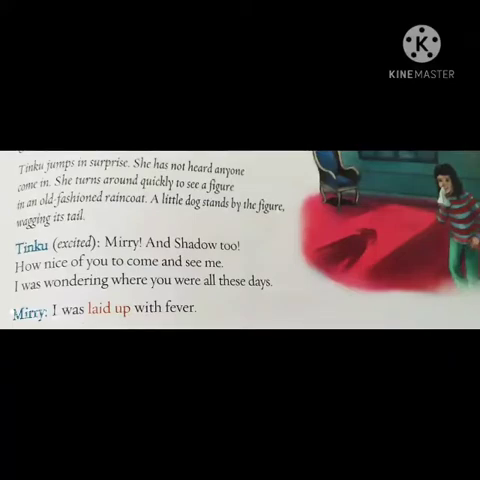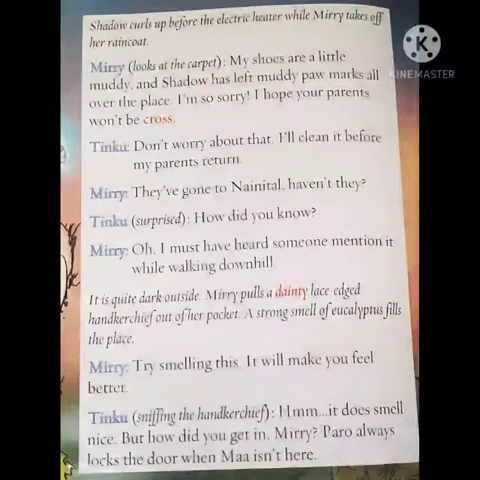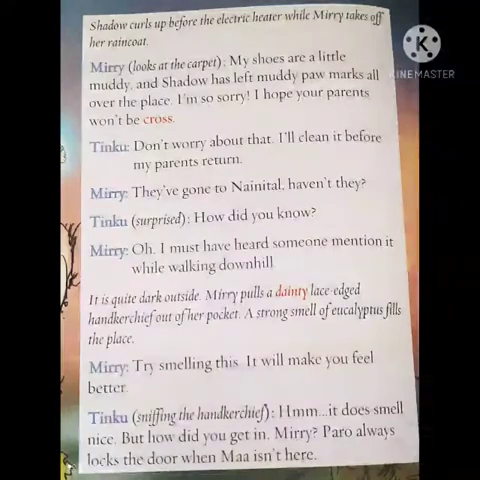Shadow curls up before the electric heater while Miri takes off her raincoat. Miri looks at the carpet. My shoes are a little muddy, and Shadow has left muddy paw marks all over the place. I'm so sorry. I hope your parents won't be cross. Tinku: Don't worry about that. I will clean it before my parents return.